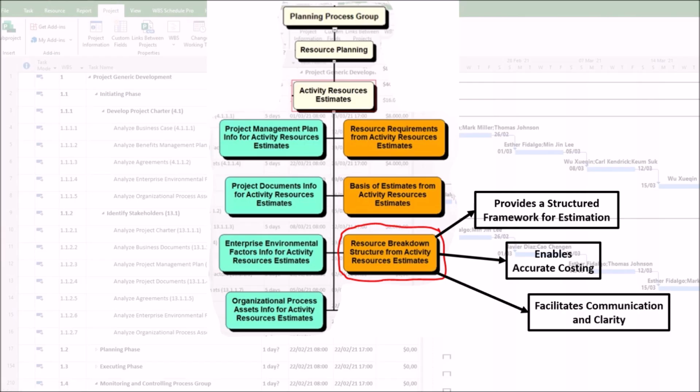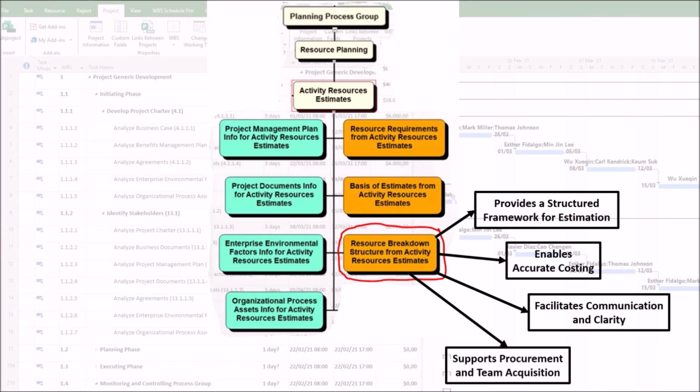3. Facilitates communication and clarity. The resource breakdown structure provides a common language for discussing resources with stakeholders, functional managers, and the procurement department. Saying, "We need 3 resources from the development team branch" of the resource breakdown structure is clearer than saying, "We need 3 more coders."